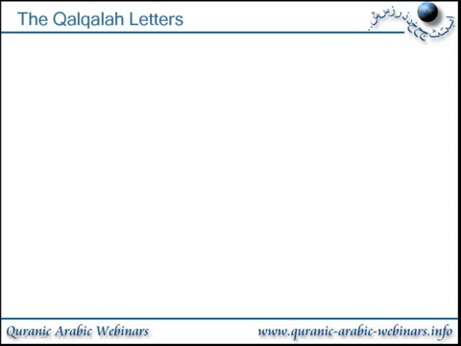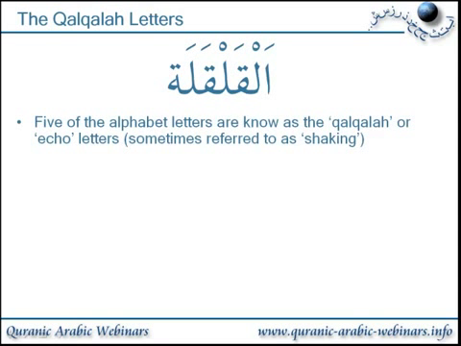So, the echo letters. In Arabic, the term used is Qalqalah. 5 of the alphabet letters are known as the Qalqalah letters, or what we call in English generally the echo letters. Sometimes they're referred to as shaking, not necessarily the shaking letters, but the term Qalqalah implies shaking.